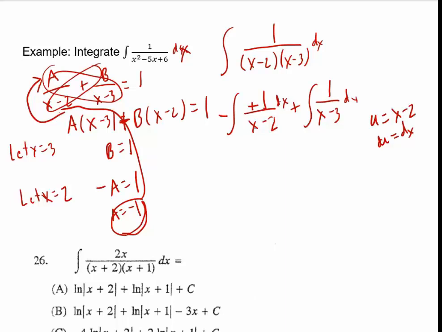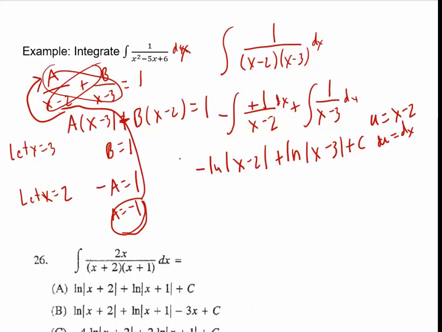So that gives you the integral of 1 over u, which is ln, so it's negative ln absolute value of x minus 2. And then plus, again, u substitution, everything matches perfectly, so it becomes 1 over u, which is ln absolute value of x minus 3 in this case, and then plus C at the end.